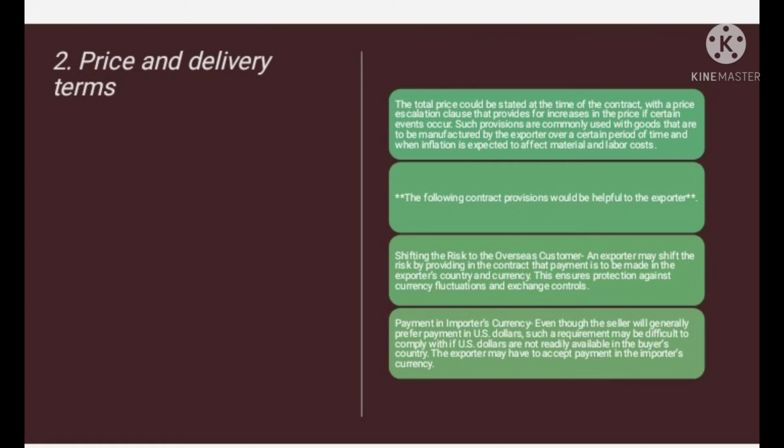Payments in importer's currency. Even though the seller will generally prefer payment in US dollars, such a requirement may be difficult to comply with if US dollars are not readily available in the buyer's country. The exporter may have to accept the payment in the importer's currency.